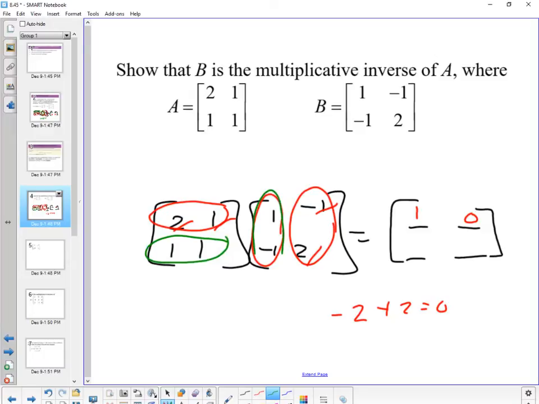Row 2, column 1. 0, right? And then row 2, column 2. 1 times negative 1 is negative 1, and 1 times 2 is 2. That gives me 1. So are they in fact inverses of each other? Yes, they are.